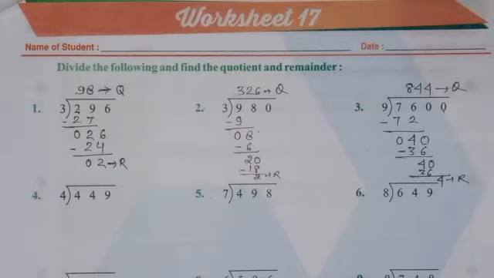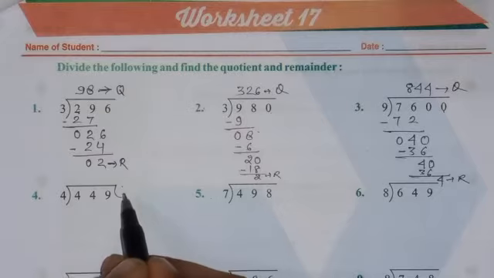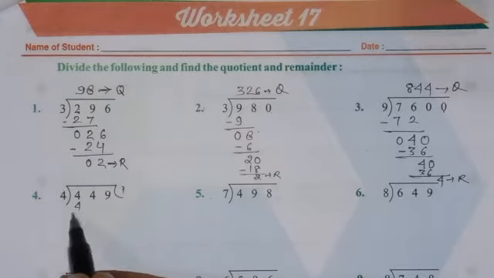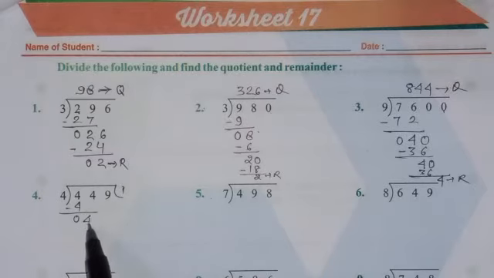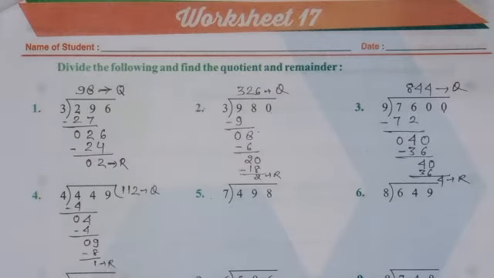Okay students, see the next question number 4. We have to divide this number by 4. So you can see 4 1s are 4, minus, you will get 0. Write down the next digit here. Again 4 1s are 4. On subtracting you will get 0. Write down the next digit 9. 4 2s are 8. On subtracting you will get 1. So this one is quotient and this one is remainder.